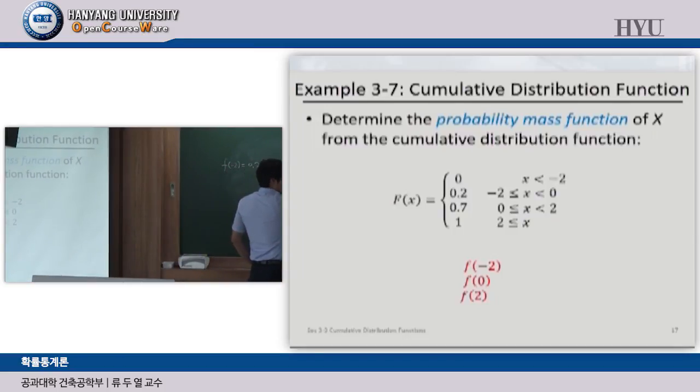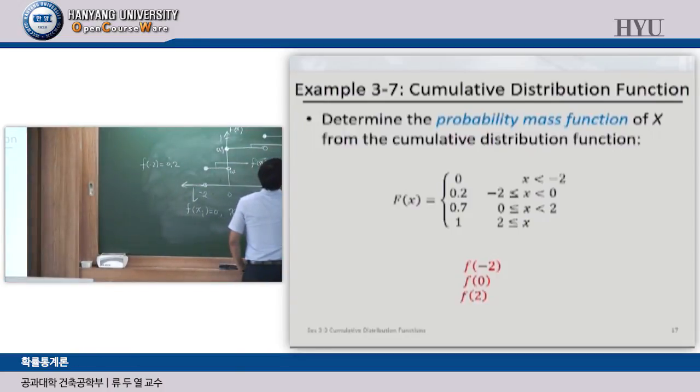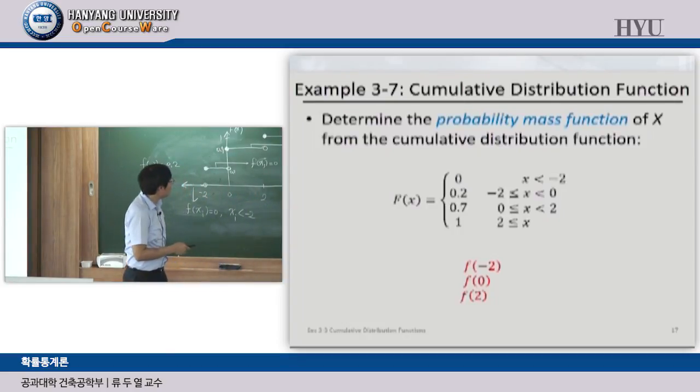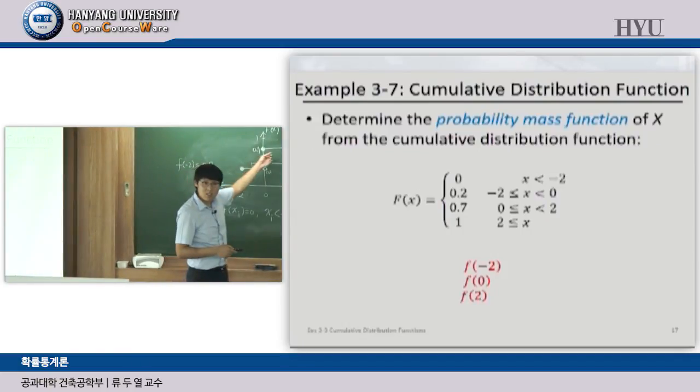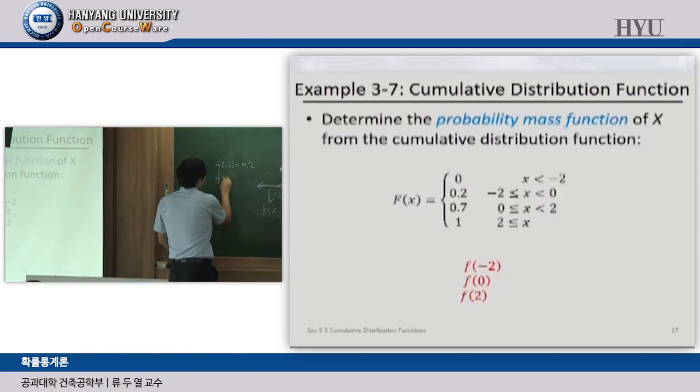And we can think about this part also. If we assume that the probability mass function of xk should be 0 when xk is larger than 0 and smaller than 2, because otherwise the cumulative distribution function in this range would change, okay? So, the probability mass function of 0 should be 0.7 minus 0.2. Okay? That is 0.5.